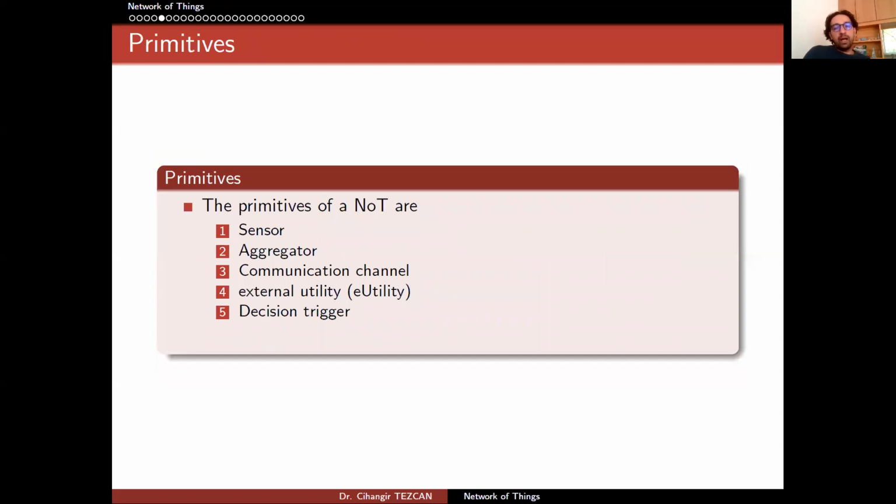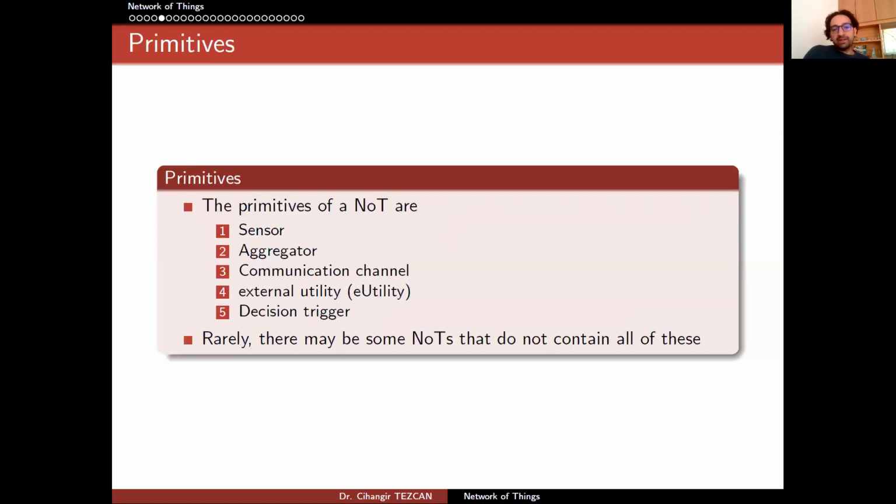So let's look at how the primitives are defined in this document, and how NIST sees the primitives in a network of things. They believe that there are 5 primitives here: sensor, aggregator, communication channel, external utility, shortened as e-utility, and decision trigger.